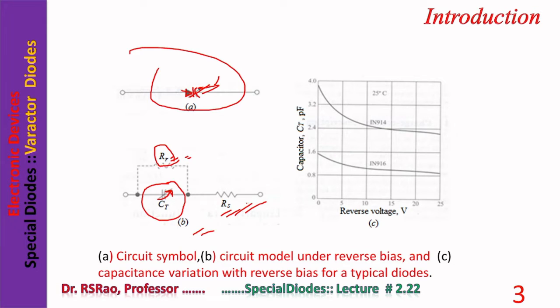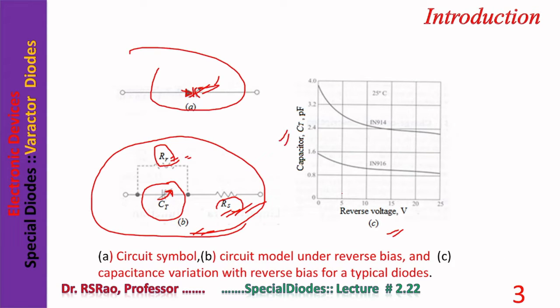RS is the series resistance of the diode. It may be the resistance of the leads, it may be the resistance of the P slice, it may be the resistance of the N slice. All those things are included in RS. So this is the equivalent circuit of a Varactor diode. In C is shown the variation of capacitance with reverse voltage. As the voltage increases, you can see the capacitance is falling.